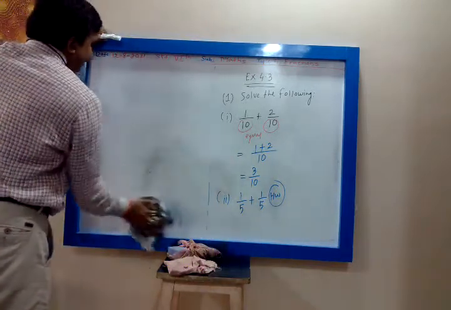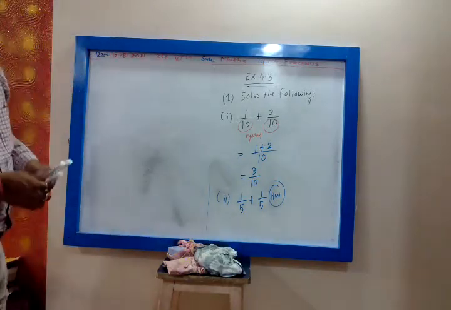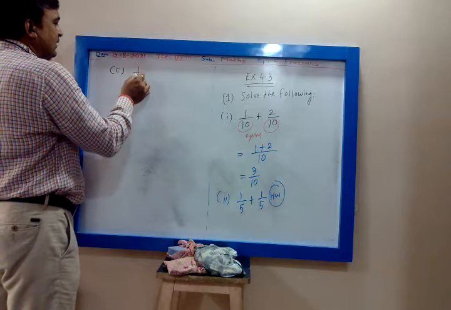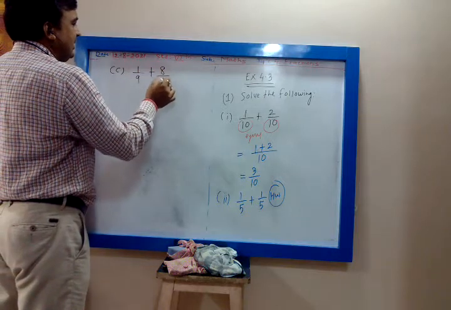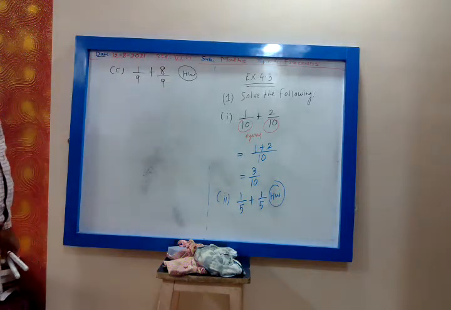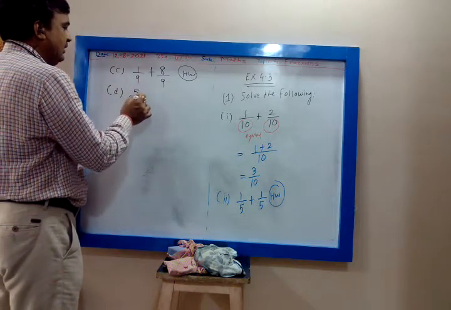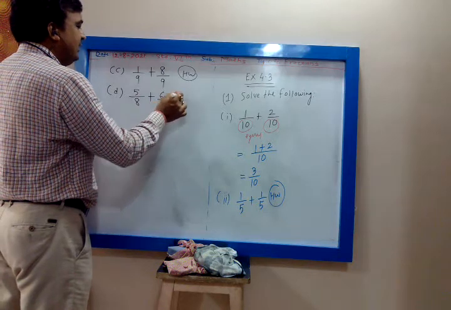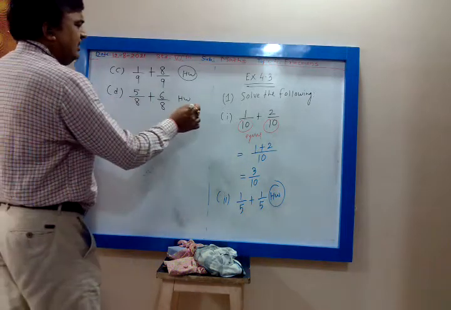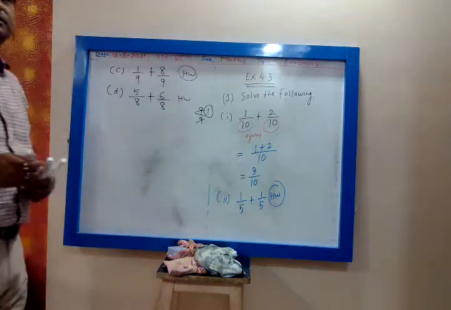Whenever denominators are equal, simplify numerator. See 1 by 9 plus 8 by 9. 1 plus 8 by 9, that is 9 upon 9. 9 and 9 get cancelled. 1 will be the answer, not 1 by 9, my dear. Next, 5 by 8 plus 6 by 8.